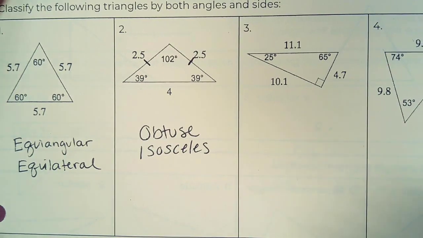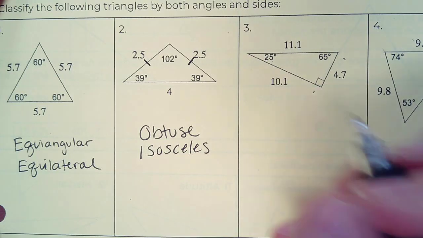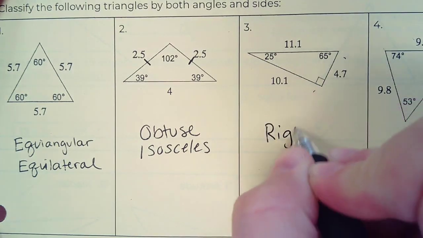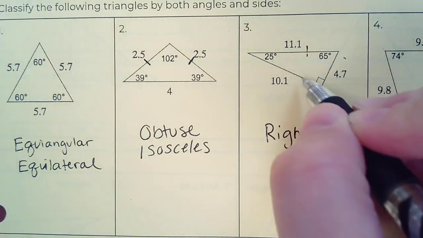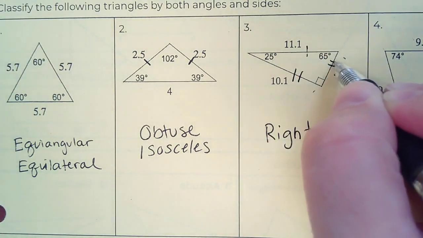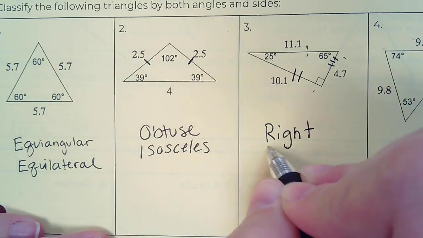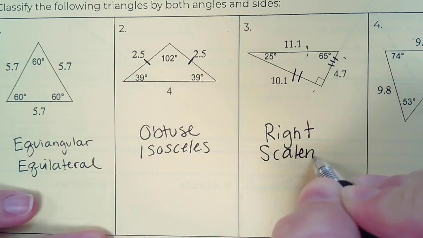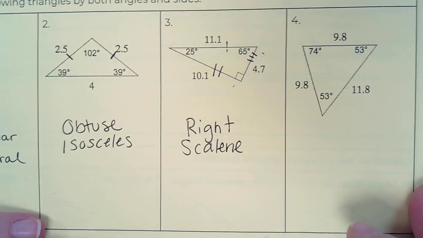3. Angles here, we have 2 acute angles and 1 right angle. Because of that right angle, it is a right triangle. And let's look at the sides. We've got 11.1, 10.1, and 4.7. None of those are the same length, so we call this one scalene. A right scalene triangle.